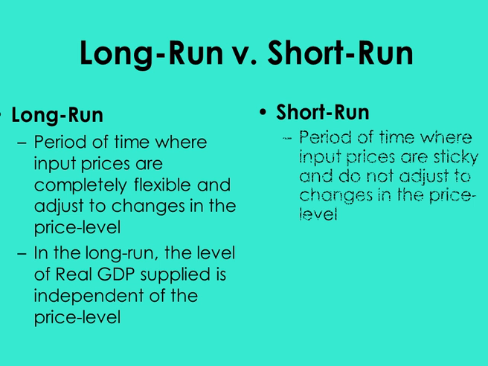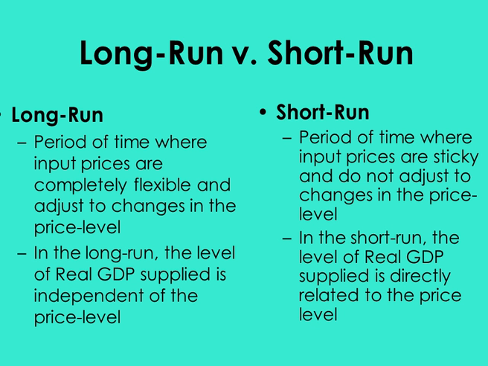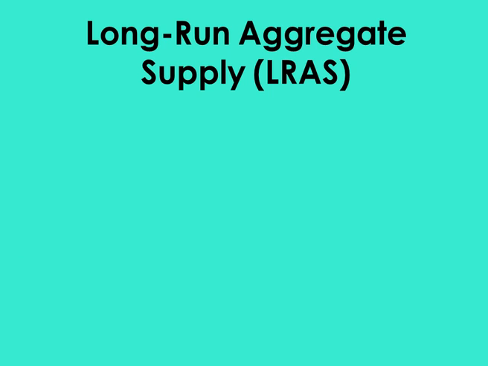The short run, however, is a period of time where input prices are sticky and they don't adjust to changes in the price level very quickly. They do adjust, but they don't adjust quickly. And so in the short run, the level of real GDP supplied is directly related to the price level.